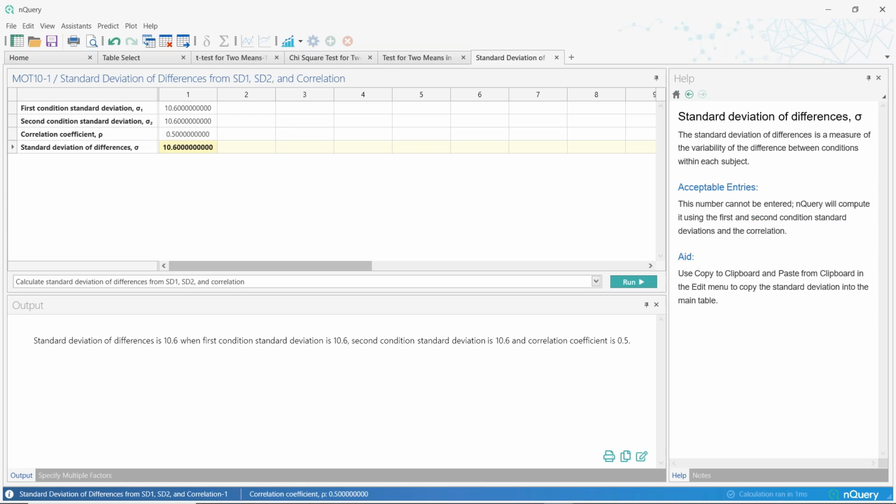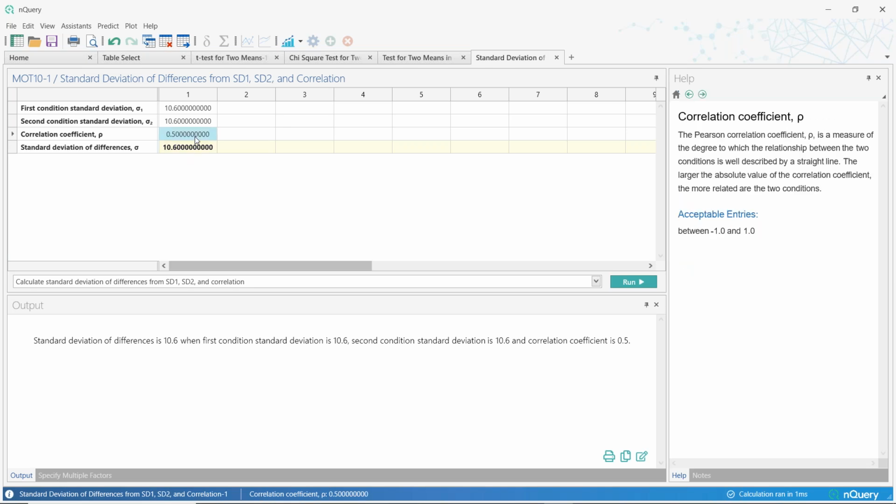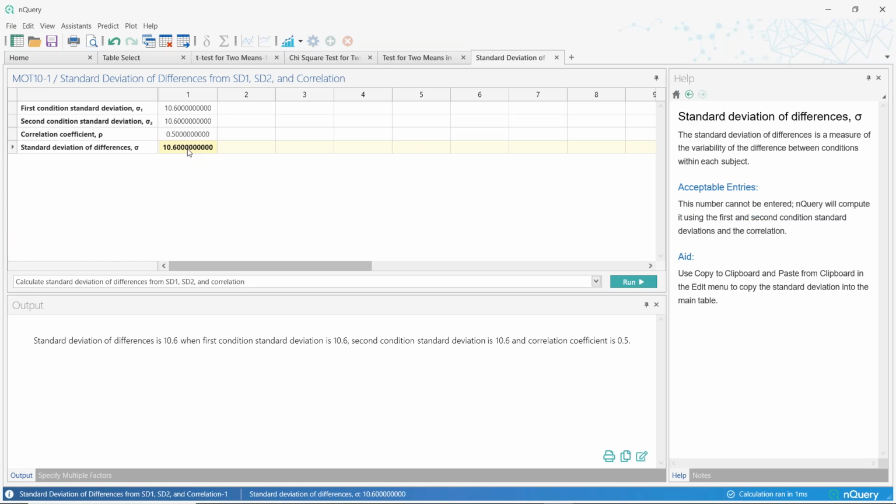0.5, which is equivalent to 0.25 from a previous example, you can see that the standard deviation of differences is 10.6. So in this case, this is 10.6 for the standard deviation of the differences, but note that's the standard deviation of differences, which is a different concept than the standard deviations of the pre and post, or the per group standard deviation.